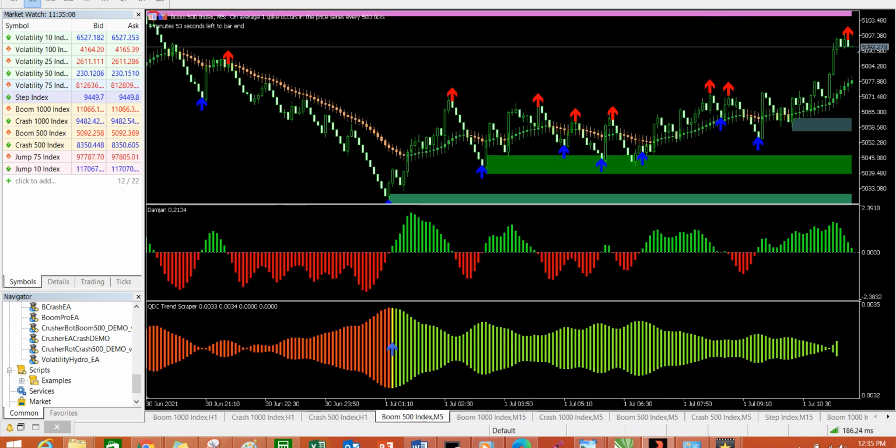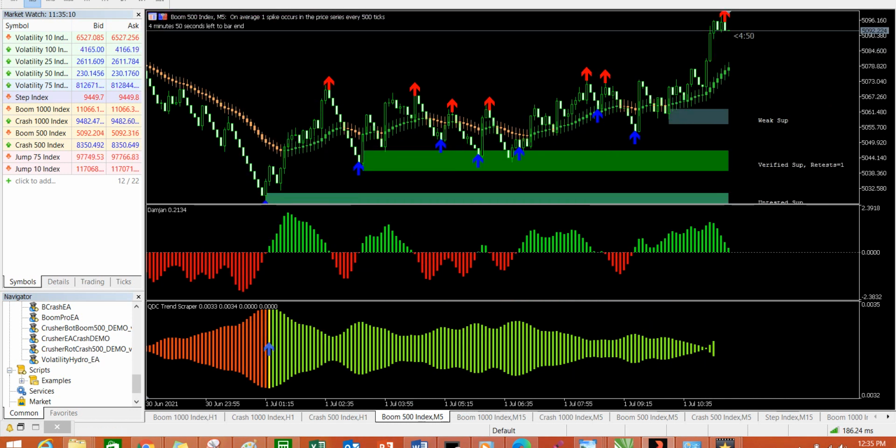Let's check out what is happening with Boom 500 using the QDC scraper indicator. Boom 500 has been on an uptrend. This is the 5-minute time frame, so we can easily use it. The uptrend started from somewhere here, on this yellow line, and it's been going up. The trend is yet to come to an end. So that is the way the market is for today.